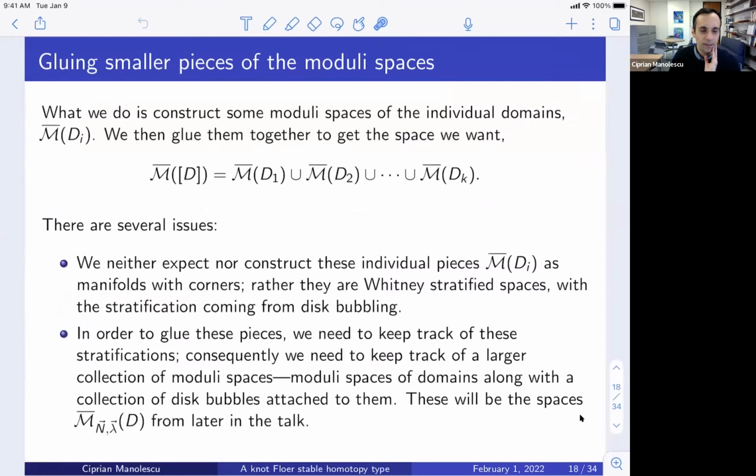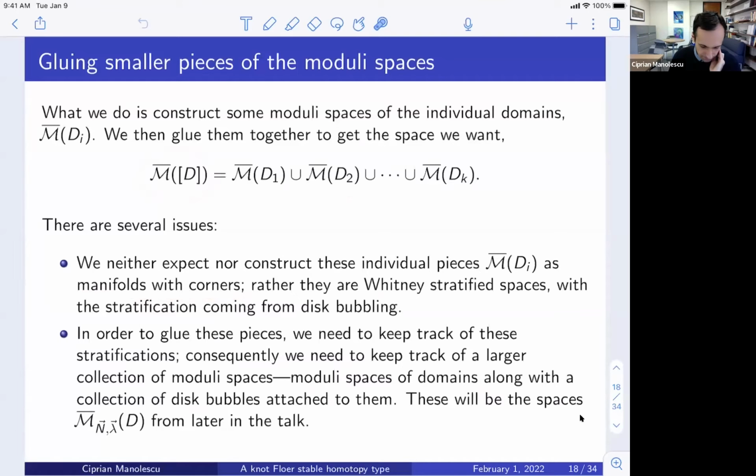Okay, so what we will do is we're going to construct moduli spaces for each domain in the equivalence class. And M bar of D is going to be their union. But the interesting thing is that these ones are not going to be manifolds with corners. They're going to be quite interesting. They're going to be Whitney stratified spaces with some complicated singularities, but I will tell you what the singularities are supposed to be.